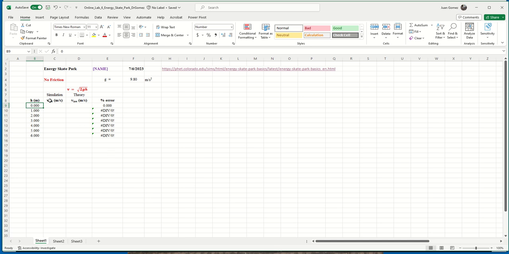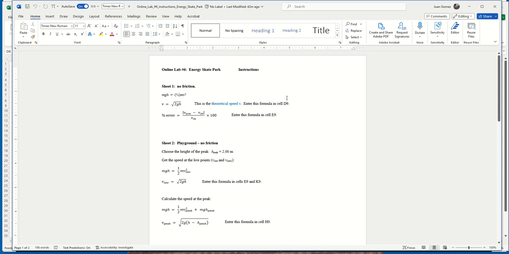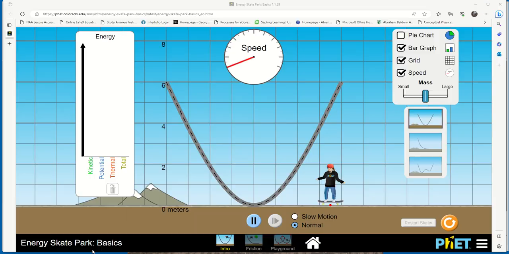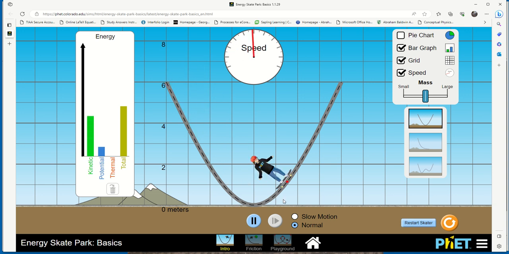And what I want to do is record the speed at the low point from the speed that the simulation gives me, and then the speed that the theory, that conservation of energy, gives me. Well, why is the theoretical speed root 2gh? Well, right here in the instructions, sheet 1, by conservation of energy, when we set the skateboarder up here to a height of 6, well, he's being released from rest.